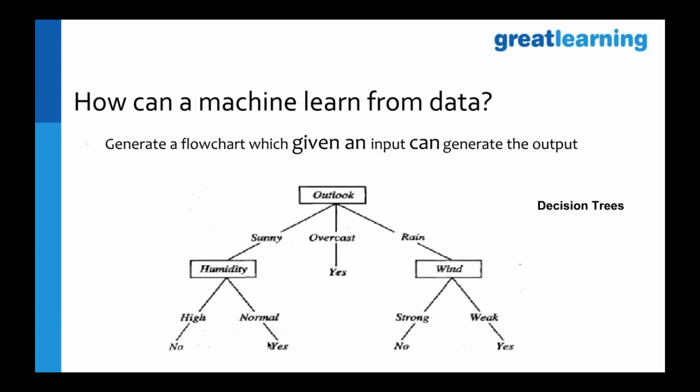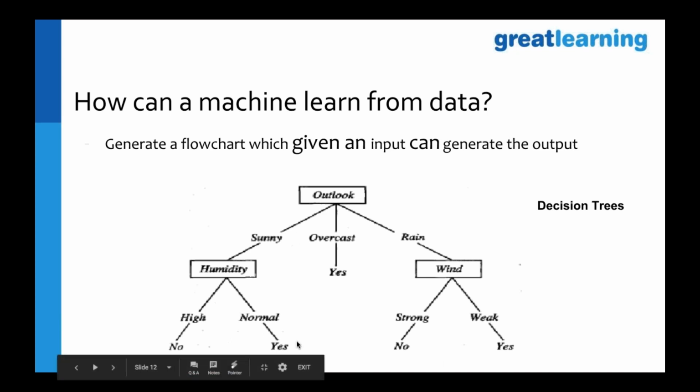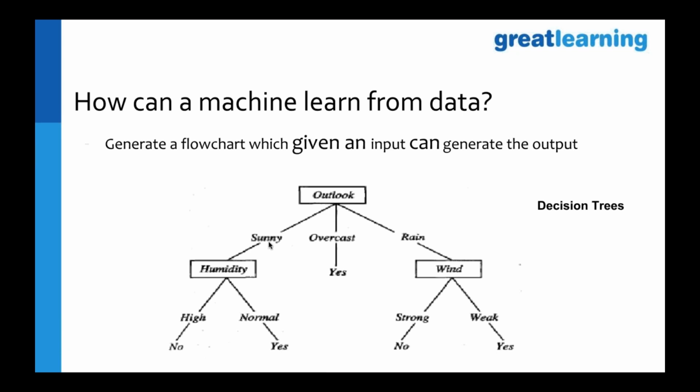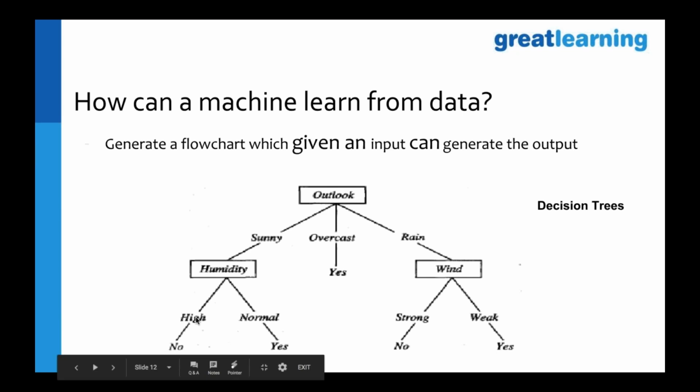So the machine can learn from past data and not only come up with mathematical functions, it can also come up with flowcharts. This is what a programmer would have done. If you had to code this in the traditional way, you would have written if-else blocks: if outlook is sunny and humidity is normal, suggest the user go and play. Here we have not coded any of that. We have just given it data, and the machine has learned. In this case, the learning it has had is this flowchart.